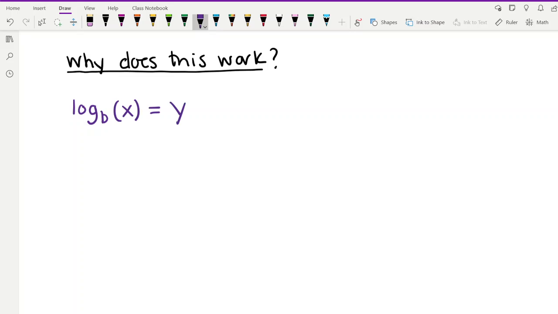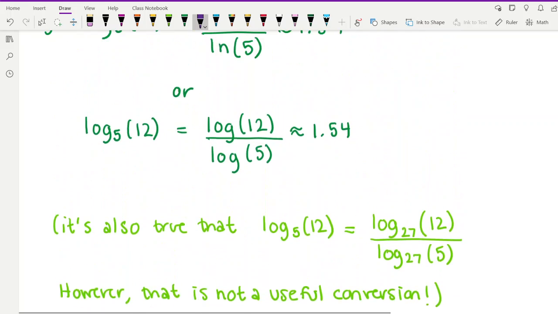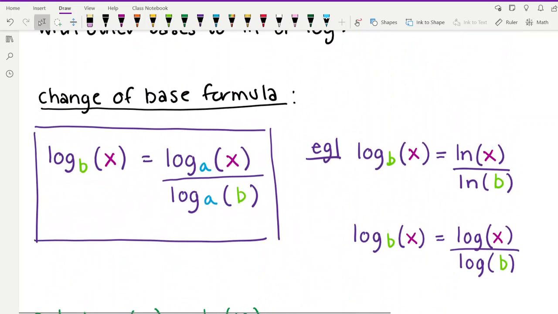That's going to be equal to some number, right? So what are we trying to show? Maybe before I jump into this, what are we trying to show? We're trying to show what is circled in this purple box here. We're trying to show that log base b of x can also be written as log base a of x over log base a of b.